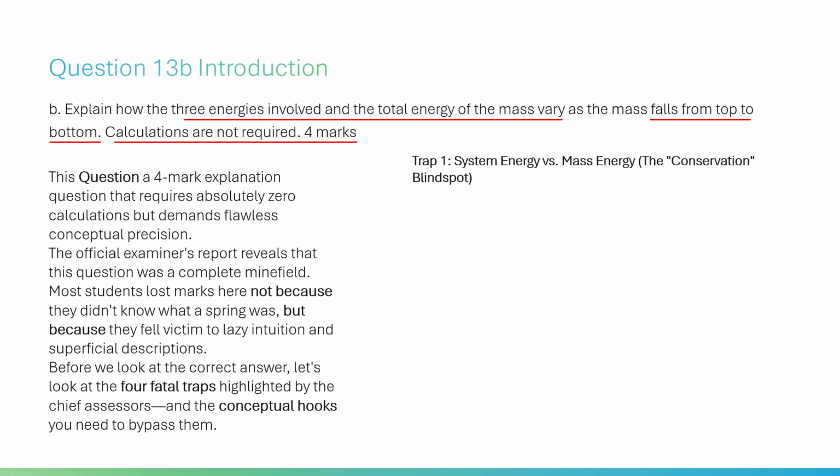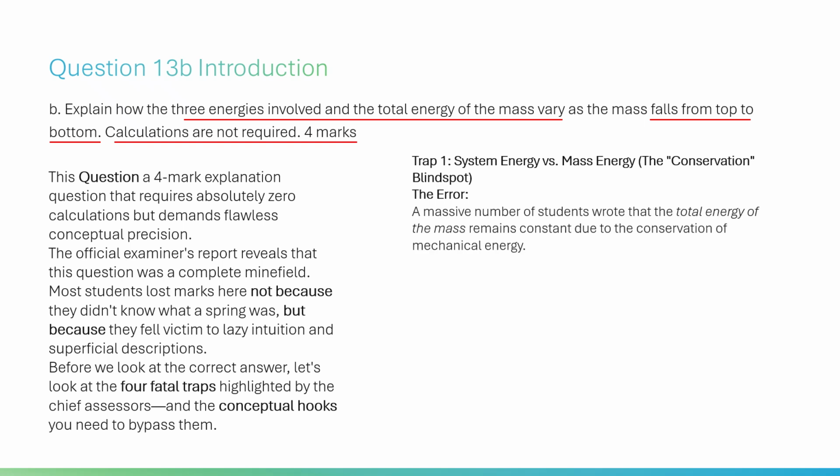Trap 1. System energy versus mass energy, the conservation blind spot. The error: a massive number of students wrote that the total energy of the mass remains constant due to the conservation of mechanical energy. The hook: you must distinguish between the system and the individual component.